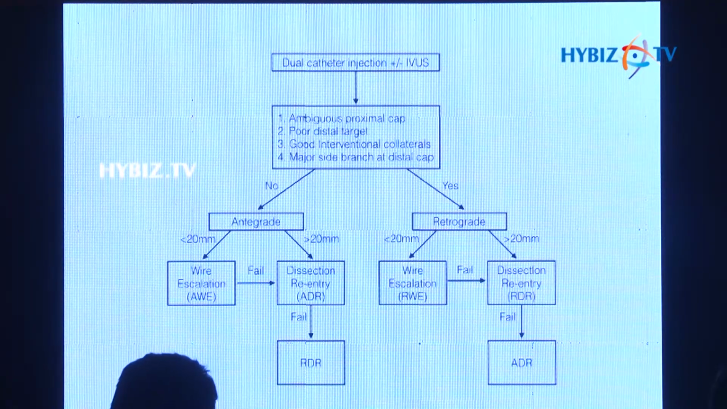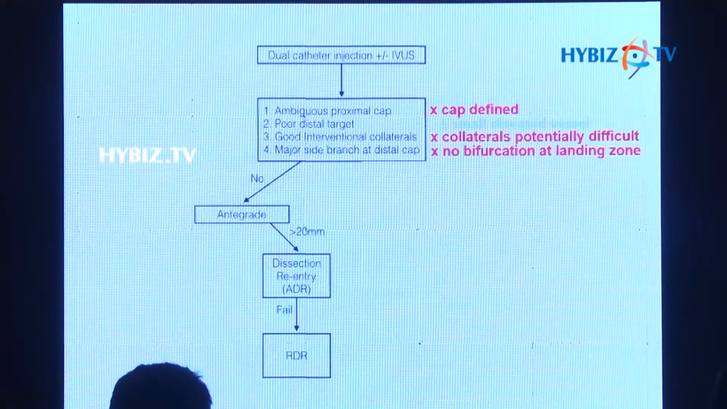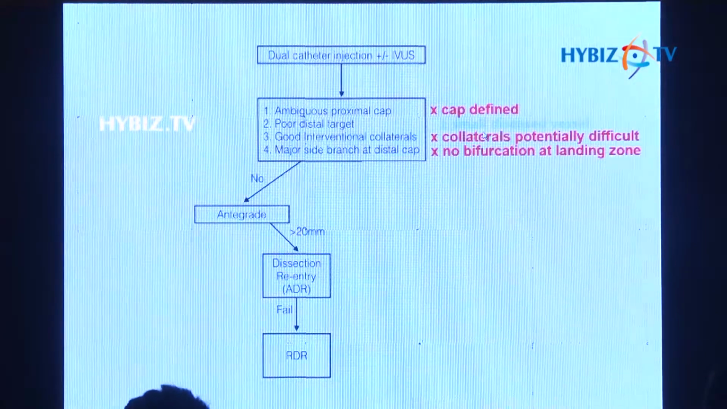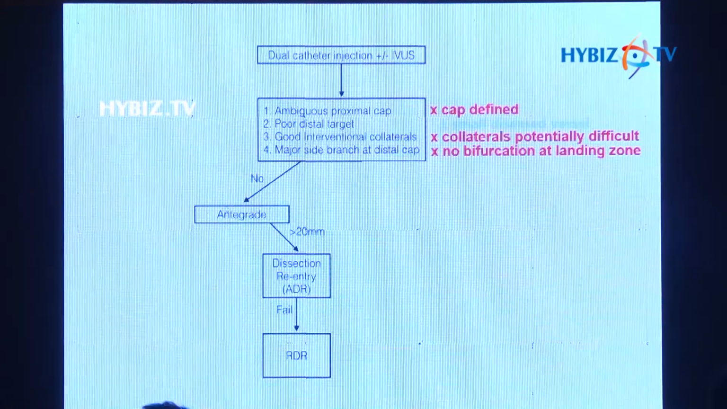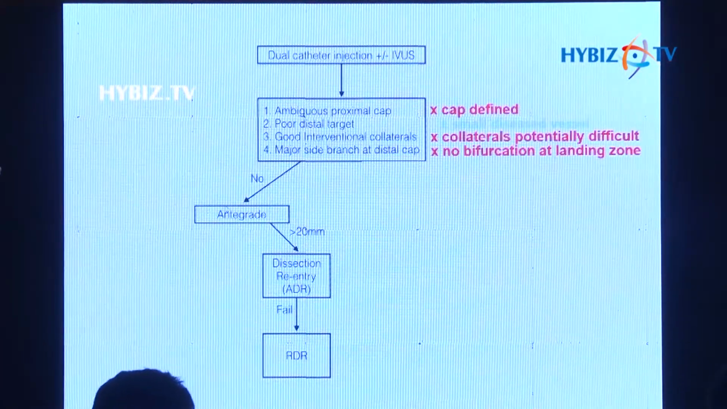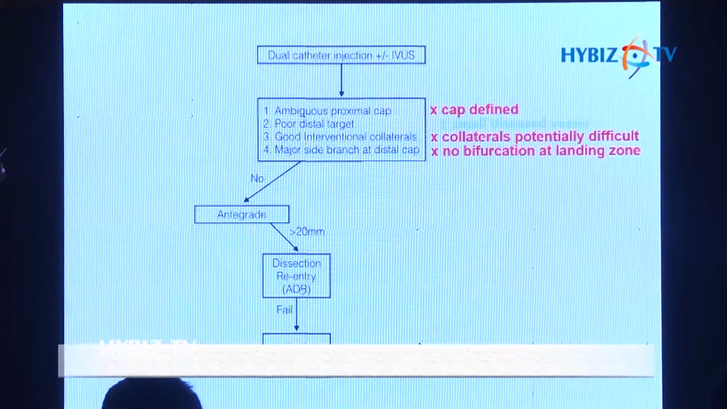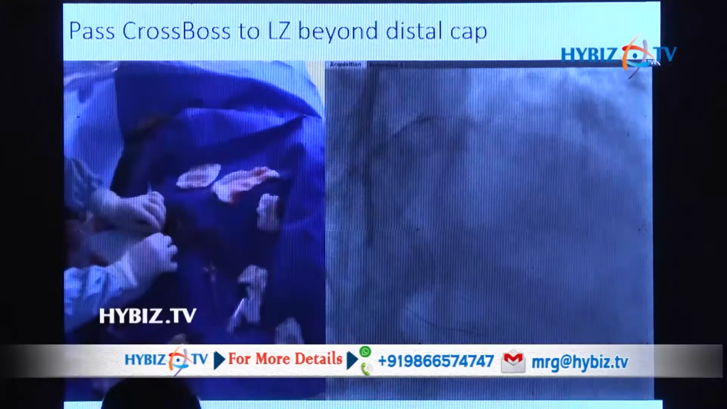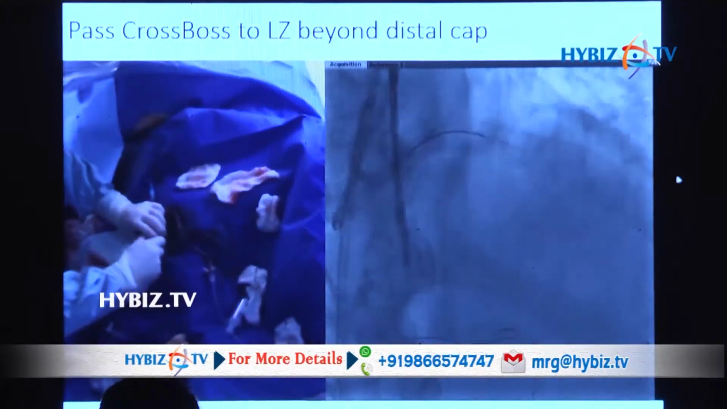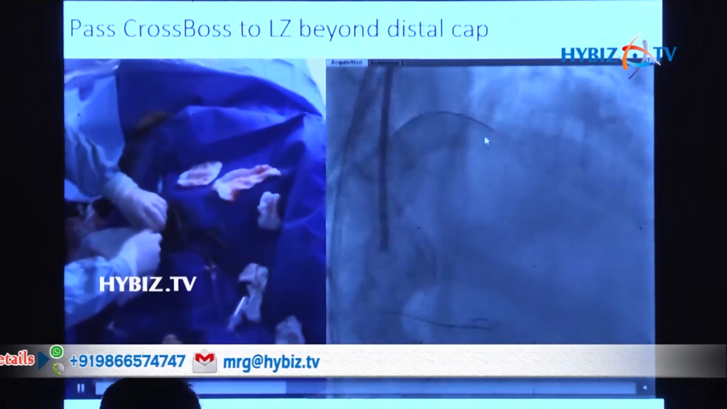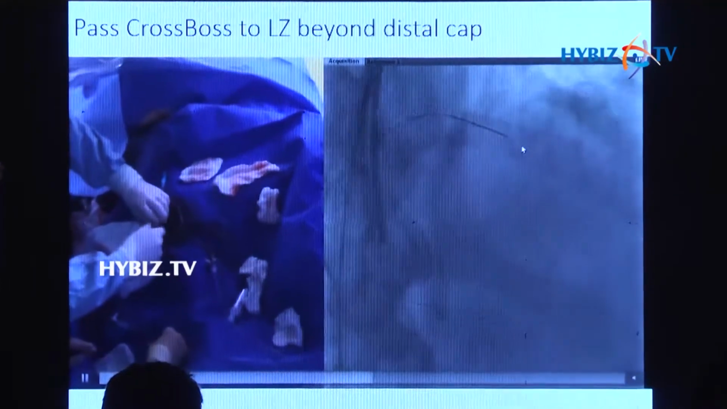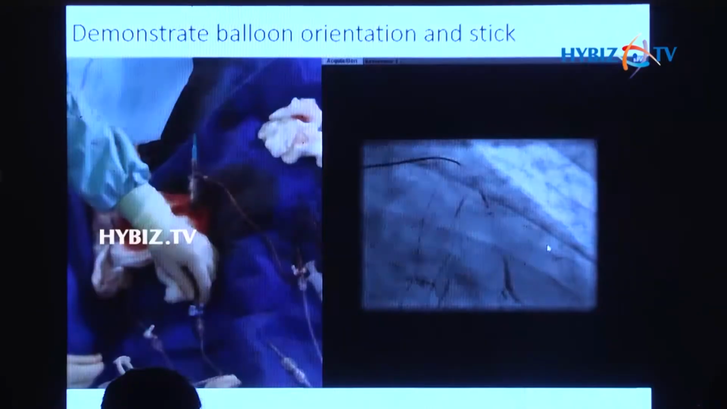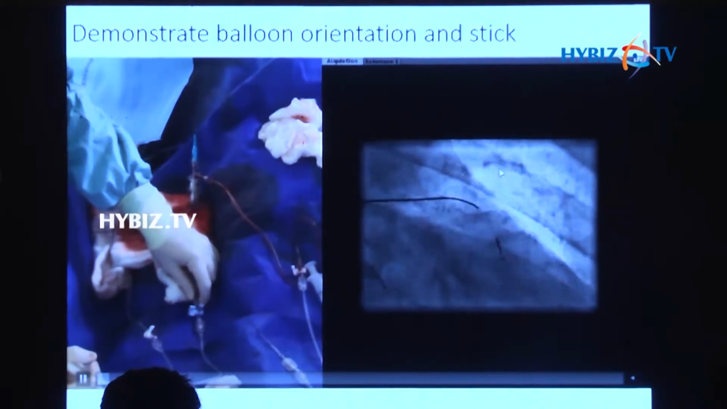Now based on the answers to the 4 questions, in this case, the answers are: you know where the cap is, the collaterals are potentially hard, landing zone's okay, and it's pretty long. So start antegrade, and given the length of the lesion, you're going to go ADR, and if it fails, then go after the collaterals. So the crossbars, here's the crossbars being spun. You can see it go from the proximal cap into, you got to spin it really fast, and then it just dives forward. And once it's here, you swap it out for a Stingray balloon.